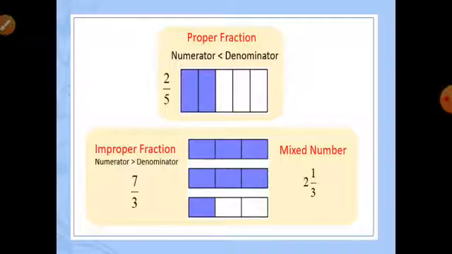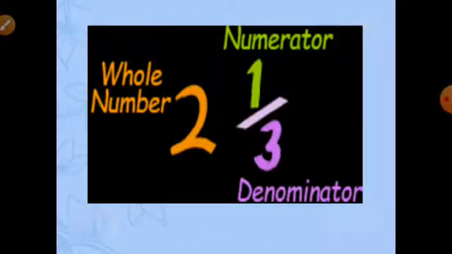Last but not least, mixed number. A mixed number is basically a combination of a whole number and a fractional part. So 2 wholes, 1/3. This is called a mixed number, okay? This is a combination of one whole number and one fractional part. See, this is 2 whole number, 1 numerator, 3 denominator. Combined, it is called a mixed number.